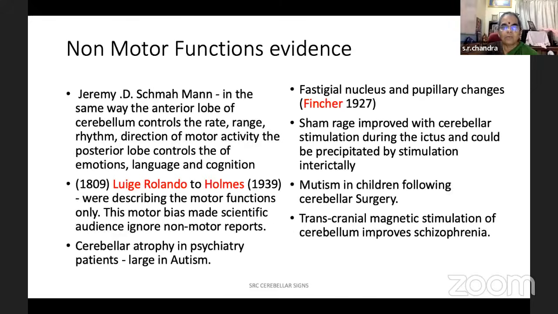And we all know about the motor functions, but non-motor function is a new concept. Just like the rate, range, rhythm, direction, and amplitude of motor activities controlled by the cerebellum, the same for cognitive, language, and emotional function is also done by the cerebellum. The evidence is changes in the cerebellum seen in patients with major mental illnesses, autism spectrum disorders, Down syndrome, and mutism in children following cerebellar surgery, and transcranial magnetic stimulation and its role in treatment of schizophrenia symptoms, sham rage. So all this indicates that there is some neuropsychiatric link for the cerebellum.